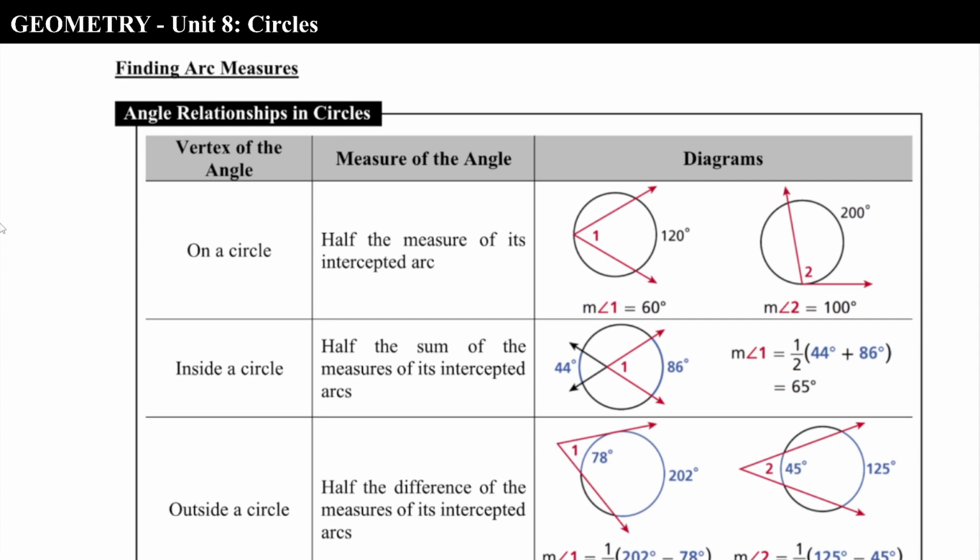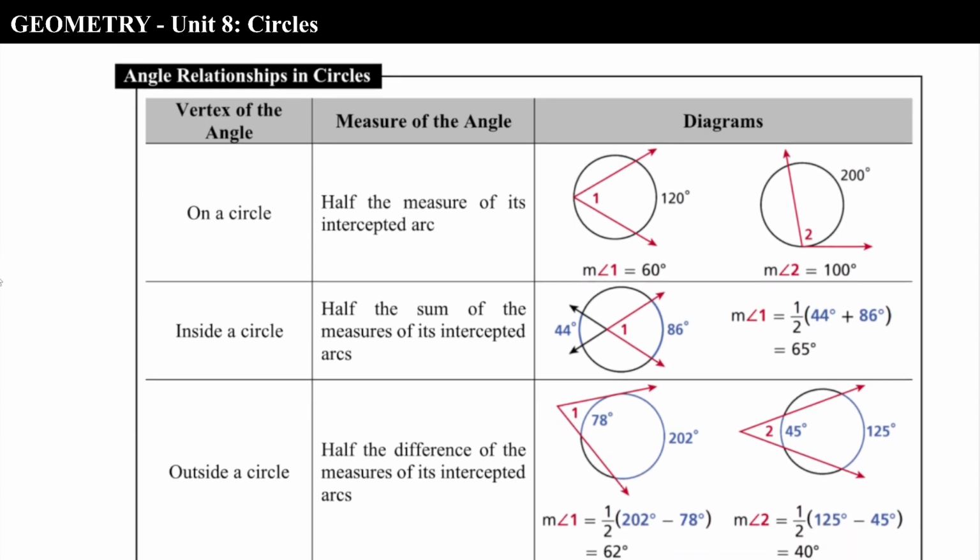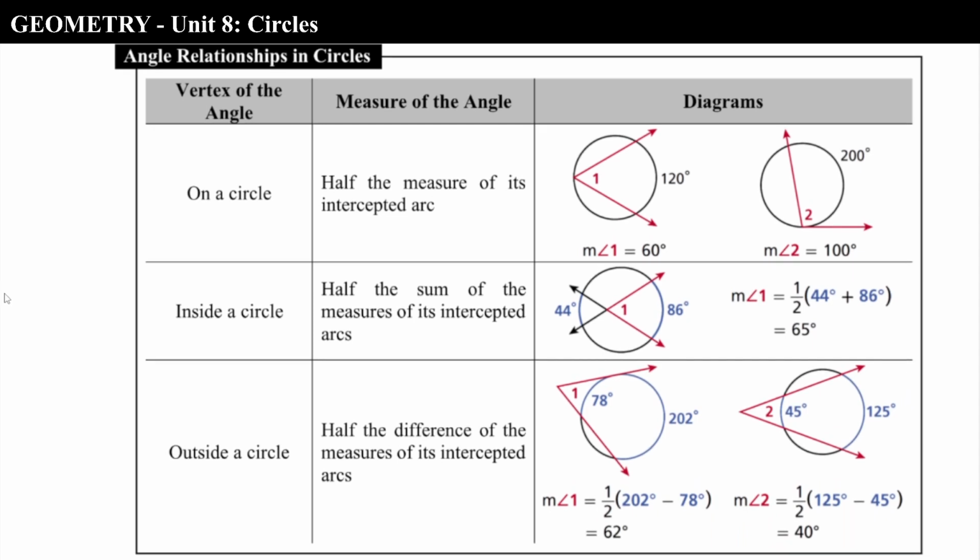So to sum up this section, let's take a look at the three relationships we just talked about. If you have an angle on a circle, whether it's inscribed or tangent, you're going to take half of the arc measure that it intercepts. If you're inside the circle, then you're going to add the two arcs that are intercepted and then take half of it. If you're outside the circle, you're going to take the difference of the two arcs that are intercepted and then take half of it. So this is everything all in one place.